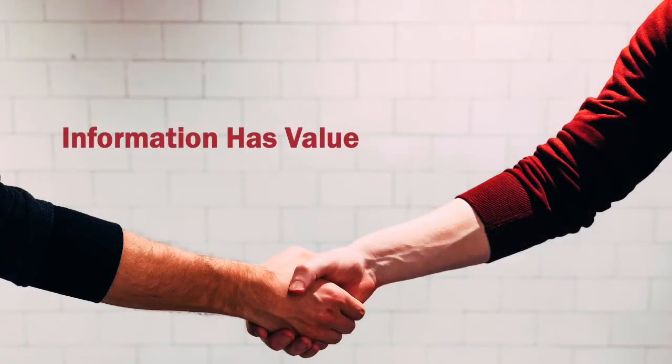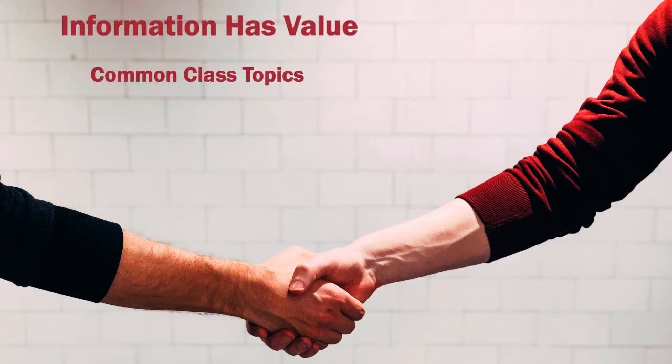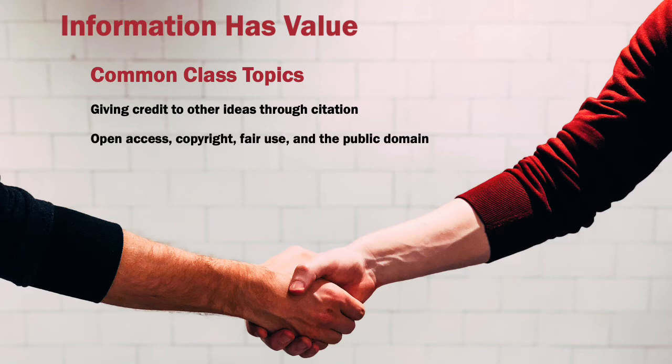Frame 3. Information has value. This frame addresses information as a commodity in terms of creation, access, and influence. It recognizes social structures that value certain types of information over others and the cost of creating and accessing information. Some common class topics for this frame include giving credit to other ideas through citation, open access, copyright, fair use, and the public domain, and the commodification of personal data.